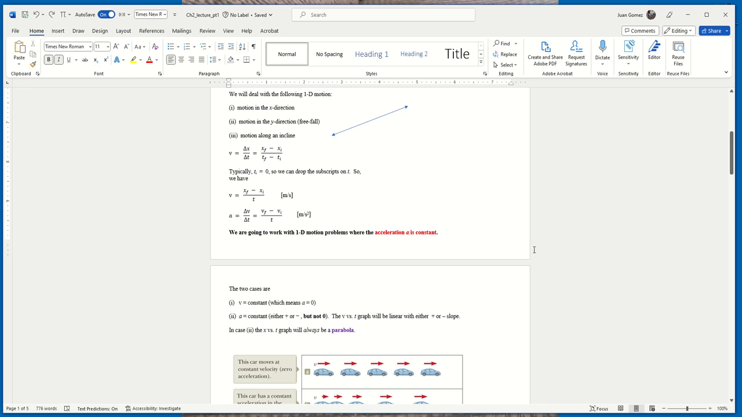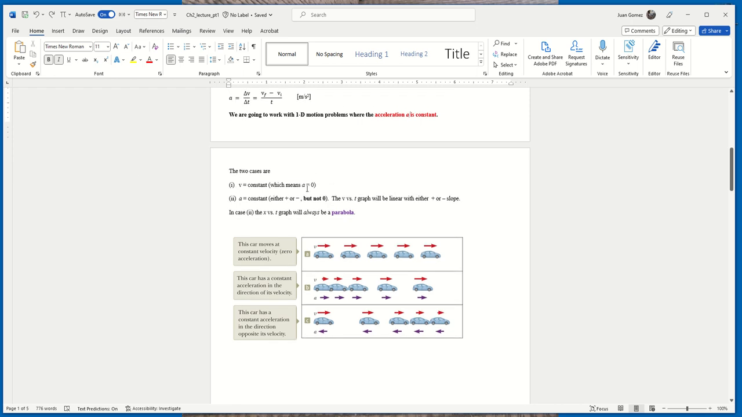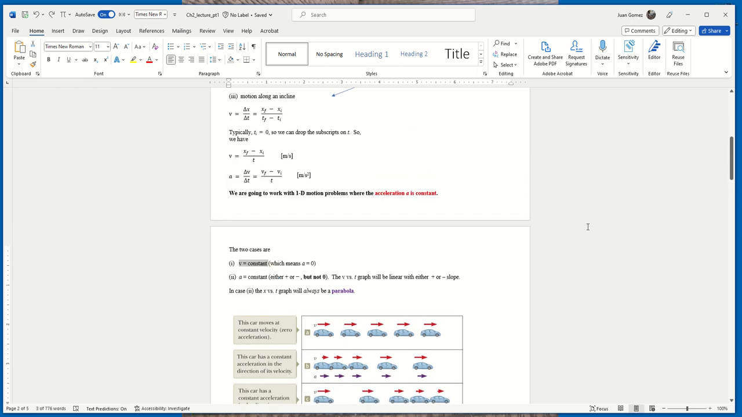Now we're going to deal with one-dimensional motion problems where the acceleration a is constant. That means you can have two cases. You could have an acceleration of 0, meaning 0 is a constant number, meaning it does not change. If a is 0, that just means that the speed is constant. Remember, what is acceleration? Delta v over t. If the acceleration is 0, it means that delta v is 0, meaning v is not changing. That's a very trivial case. If a is equal to 0, then v is constant.